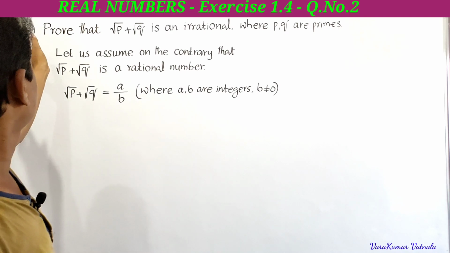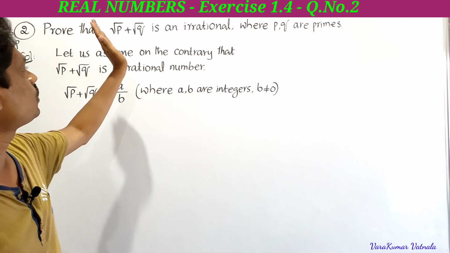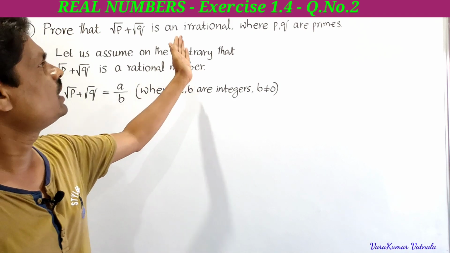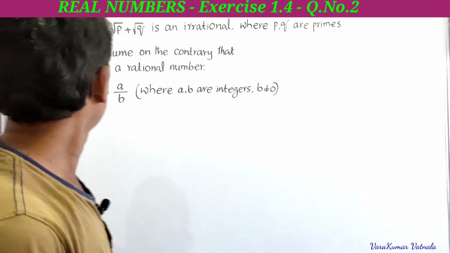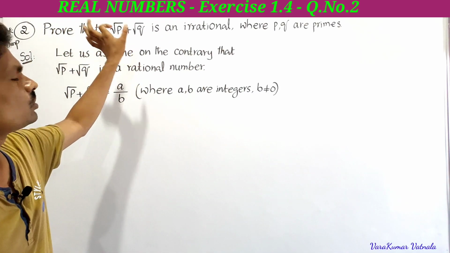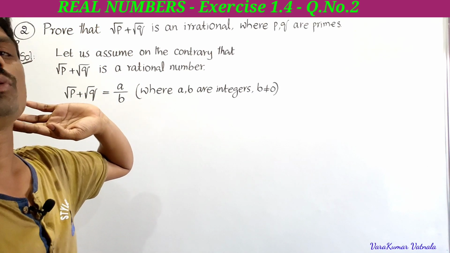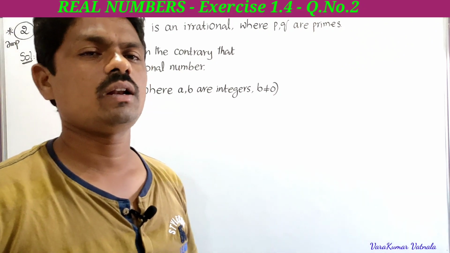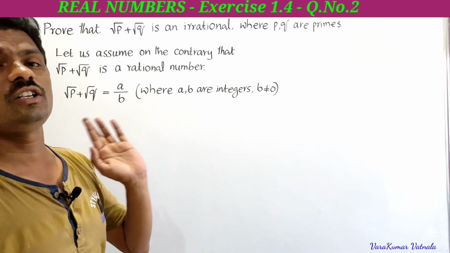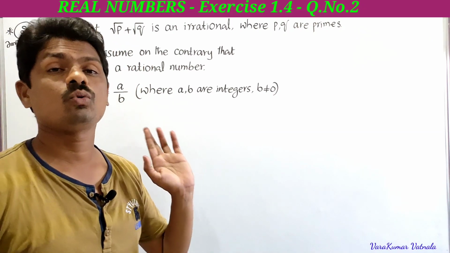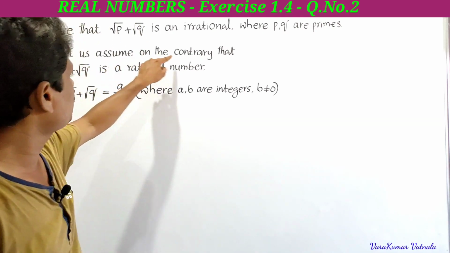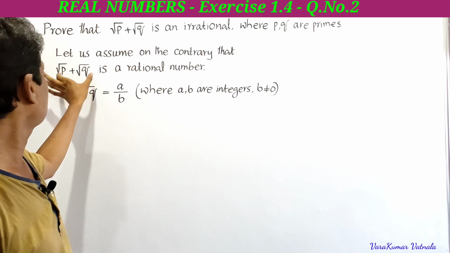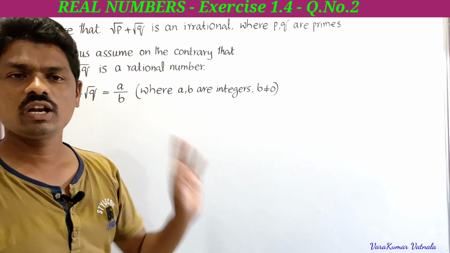See here what he is asking. Prove that root p plus root q is irrational, where p, q are primes. So here root p plus root q is given. He is asking to prove that it is an irrational number. For that, first let us assume that root p plus root q is a rational number. So let us assume on the contrary that root p plus root q is a rational number.